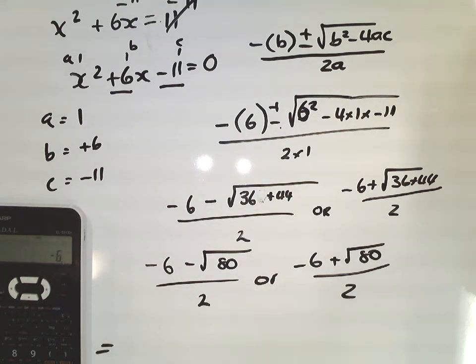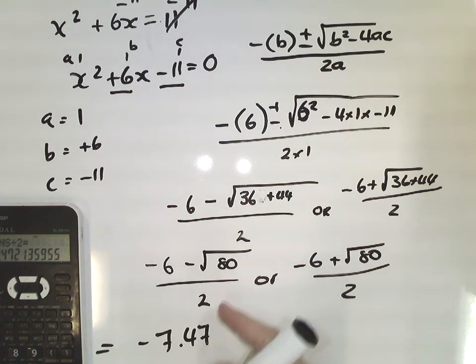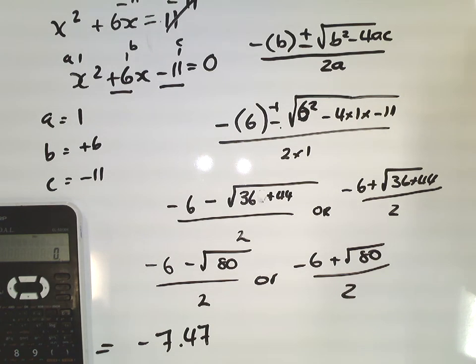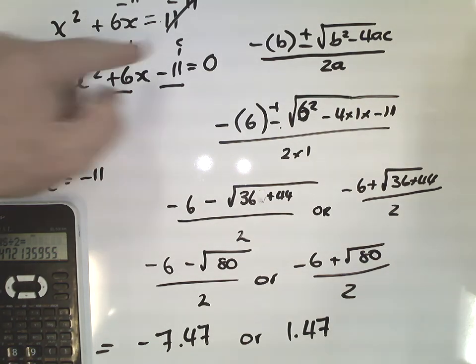So, minus 6 minus the square root of 80 is equal to that, and then I'm going to divide it by 2. Just be careful how you put it into the calculator, because if you don't do it that way, then you're going to divide first before you've actually done the top line. So again, this one's going to be minus 6 plus the square root of 80, and then divide that by 2, so that is going to give us 1.47.